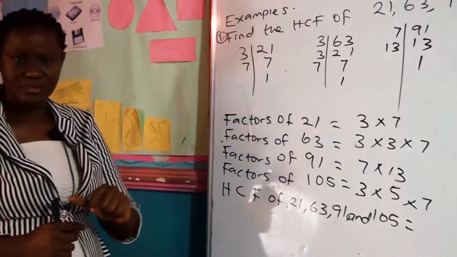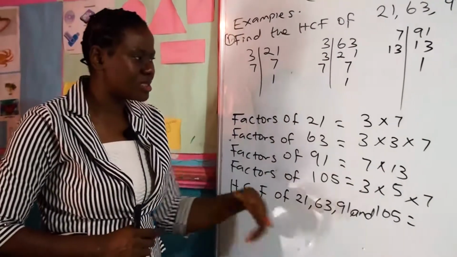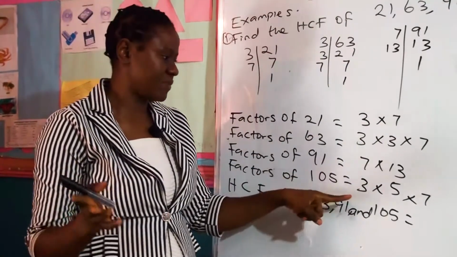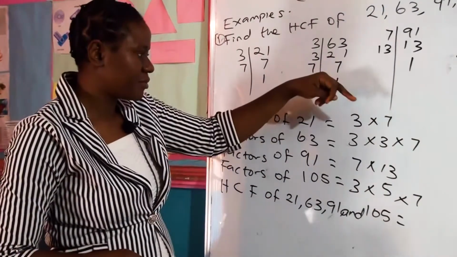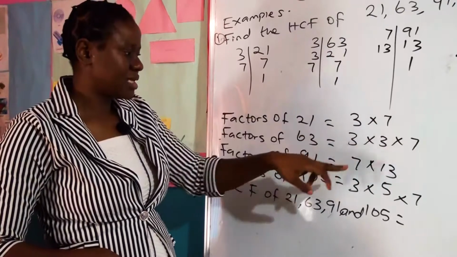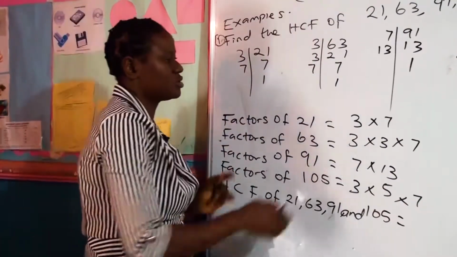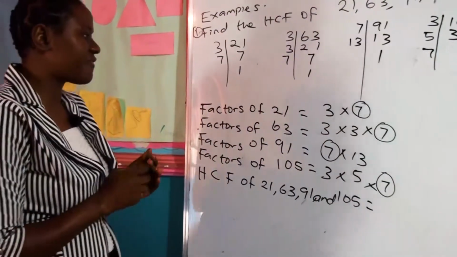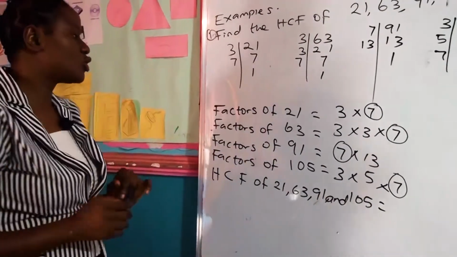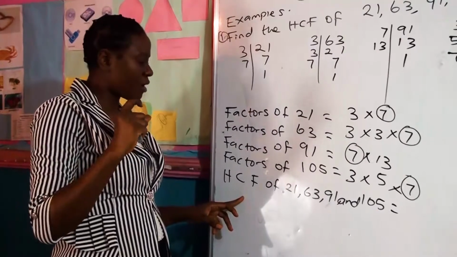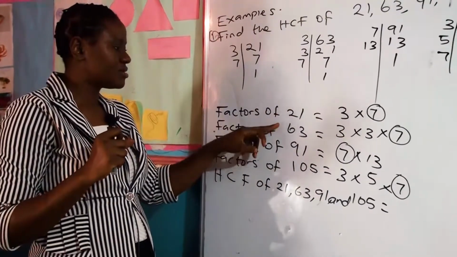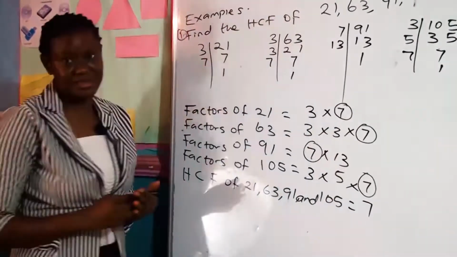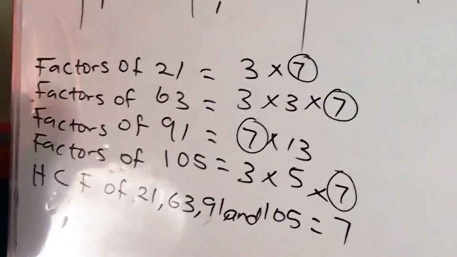Looking at these numbers, which of the factors is common? We can see 3, but there's no 3 here, so we can't use 3. We have 7 here, 7, 7, 7. So we could take this 7. Is there any other factor common to all of them? No. So the highest common factor of 21, 63, 91, and 105 would be 7. Do you understand that? We'll take another example.